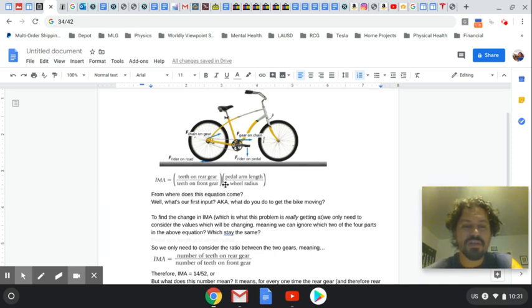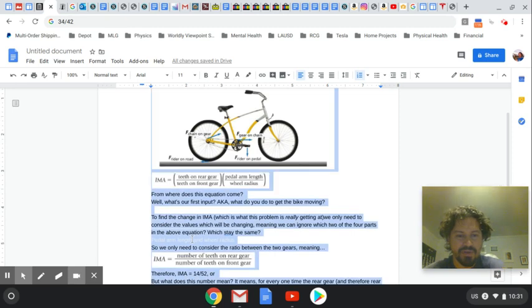If we're shifting gears, the teeth aren't going to stay the same, but what will stay the same is it's the same bike, right? So if the bike's the same, it's not like you're changing where the pedals are or how big the tire in the back is. Those parts stay the same. So these two things stay the same. The only thing that changes is these two pieces of information here. So that's all we have to consider.